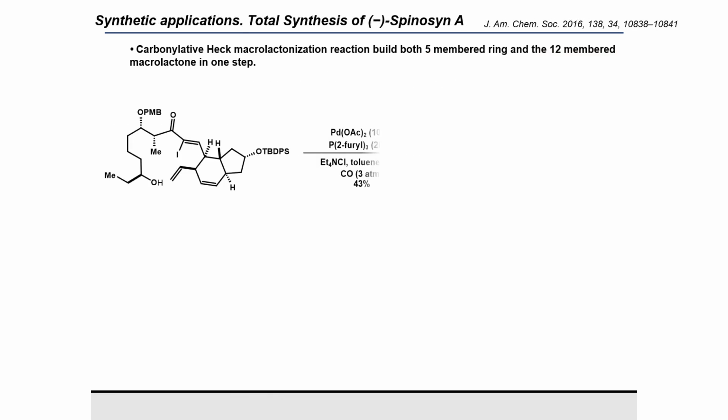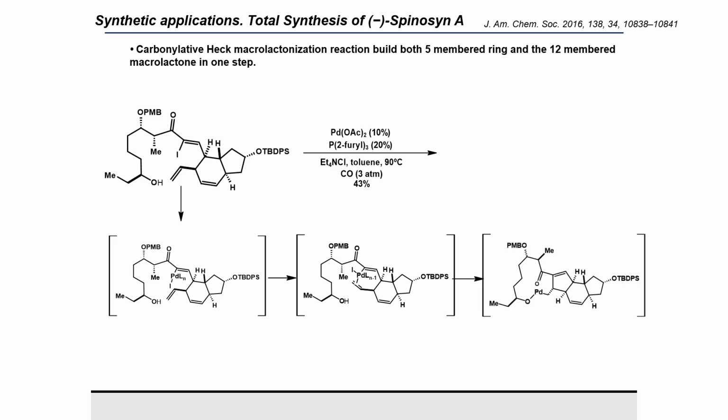One important synthetic application of alkoxycarbonylation is the total synthesis of spinosyn A, the primary component of an insecticide with an excellent environmental profile. One of the steps of this proposed route is the carbonylative Heck macrolactonization reaction, building both the 5-member ring and the 12-member ring macrolactone in just one step, beginning with the oxidative addition of the palladium catalyst and the coordination of the alkene, followed by the migratory insertion, and finally the CO insertion, building both 12 and 5-member rings.